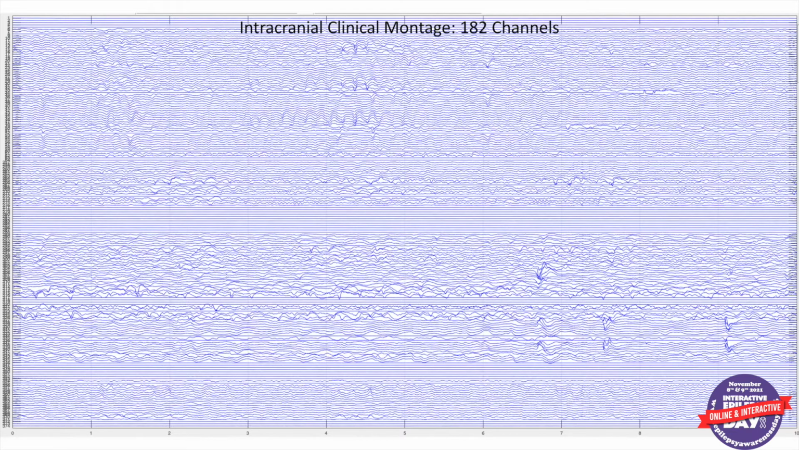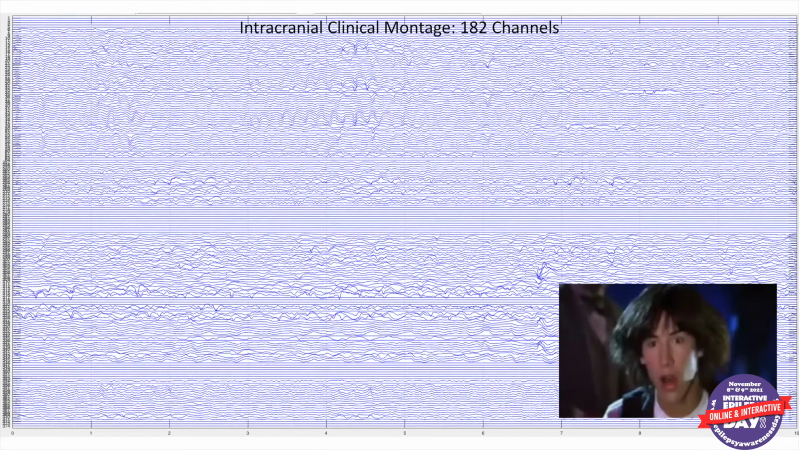And sometimes when we get this data right off the bat, we're like, whoa, this is pretty crazy. I grew up in the 80s, so I had to throw some Bill and Ted in there. But we really think, whoa, this is a lot of info. So we have to knuckle down and really spend some time understanding it.